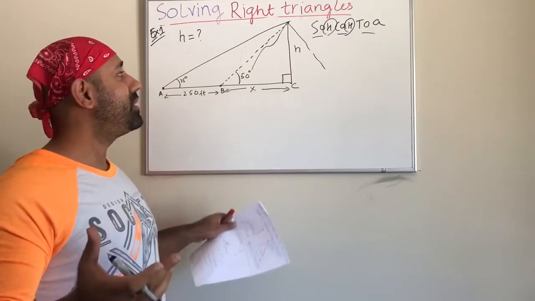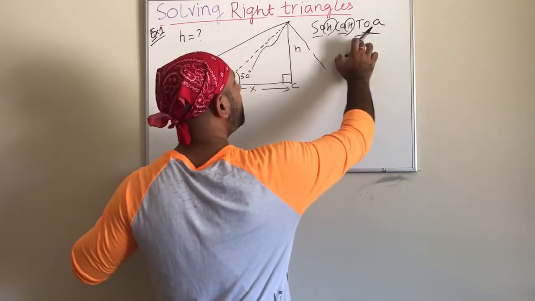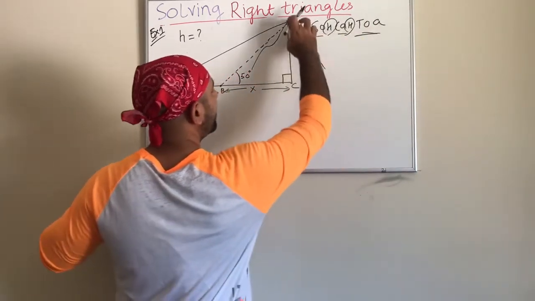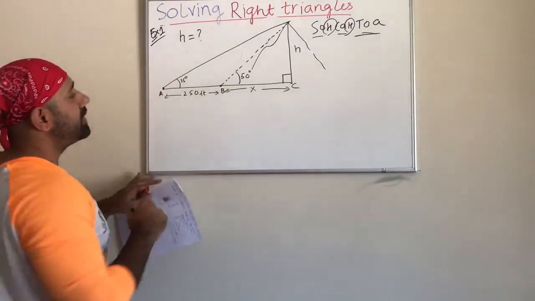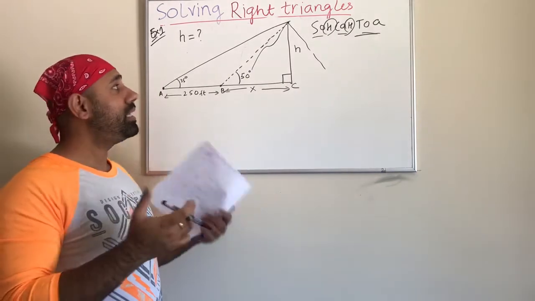So we are not going to be using sine or cosine. What we're going to be using here is the tangent. It makes sense to use tangent because it involves opposite and adjacent. This is the opposite, this is the adjacent. This is the opposite, and this whole thing is the adjacent for the bigger triangle. And we are interested in finding the h, which has to do with the opposite.